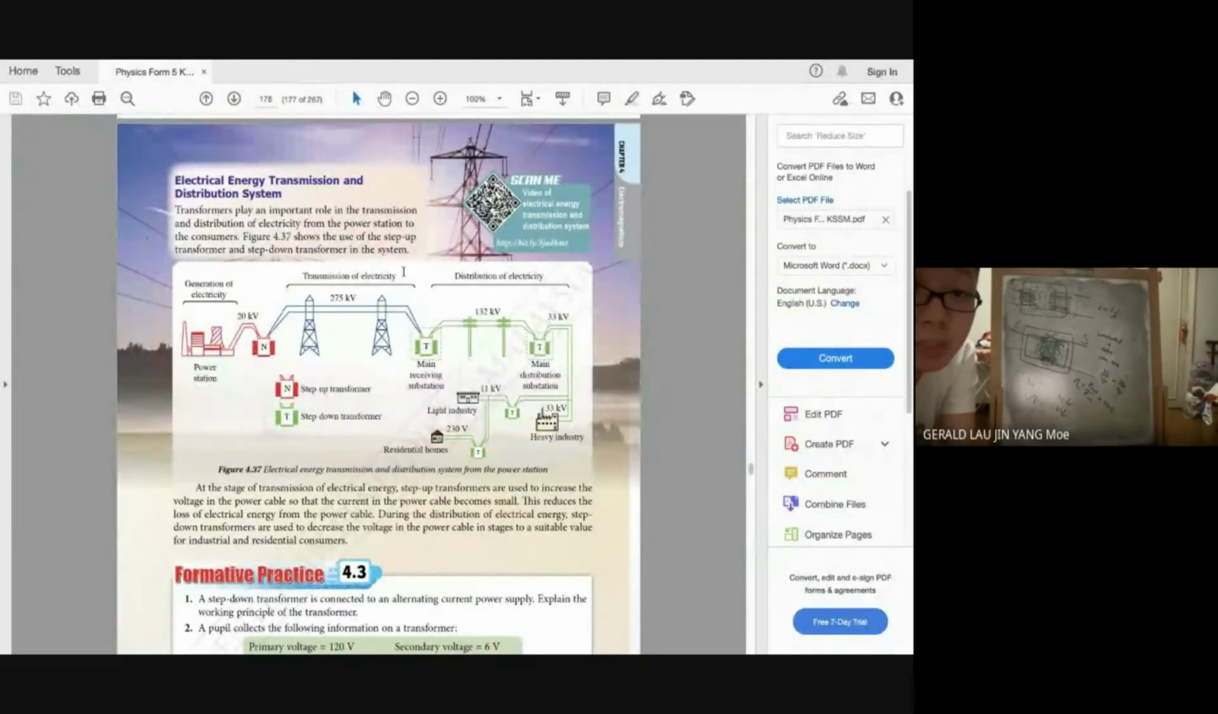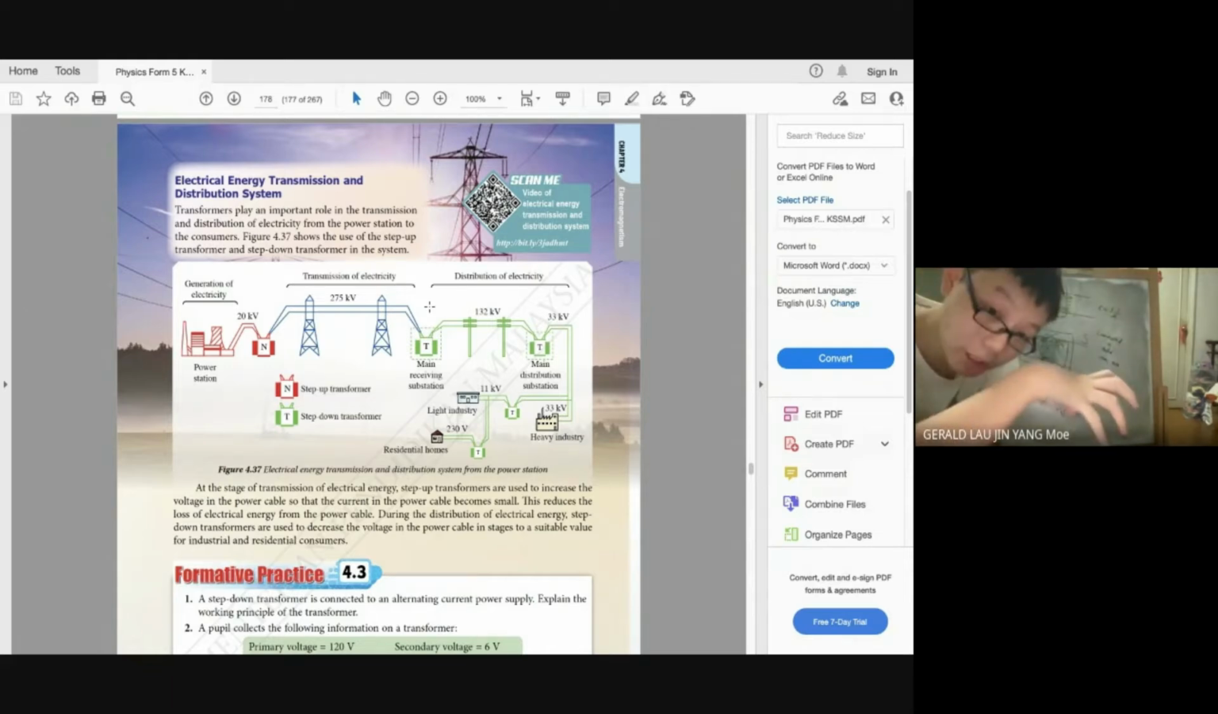Now, the last one is electrical energy transmission. The power station produces only 20 kilovolt, but they will have a step-up transformer to increase its voltage a lot, and then supply through the power lines. When it comes to distribution, the substation will have a step-down transformer to reduce the voltage. Then it reduces again, especially for residential homes. Out of 132 kilovolt, you only use 230 volt. For light industry, it will reduce to 11 kilovolt. Heavy industry, 33 kilovolt. Understand? So step-up transformers are used to increase the voltage in the power cable.